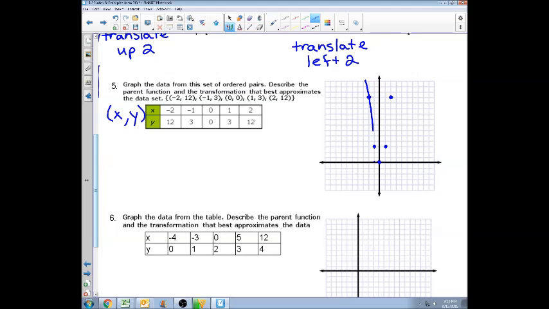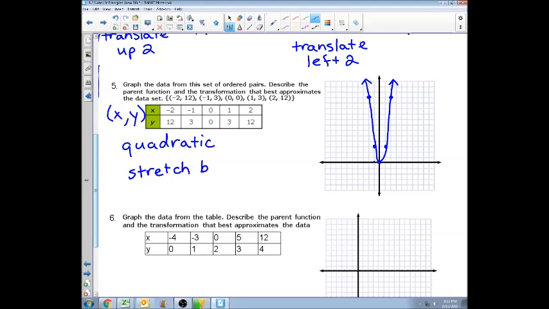As you can see, when we connect all these points, it kind of looks like a U, right? So what it's telling us to do is describe the parent function and the transformation that best approximates the data set. What that means is our best guess as to what happened to our parent function. In this case, we know it is a U-shaped graph. A U-shaped graph would tell us that it is a quadratic function. It looks a little skinny to me, so I think it's going to be a stretch.